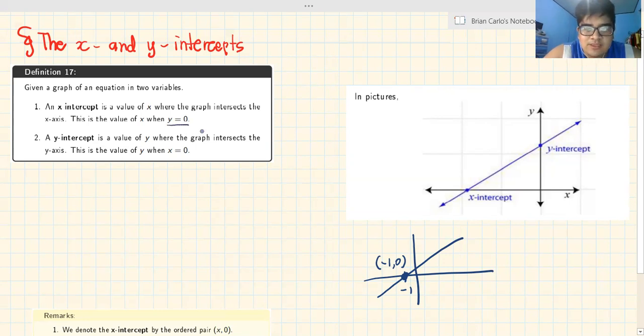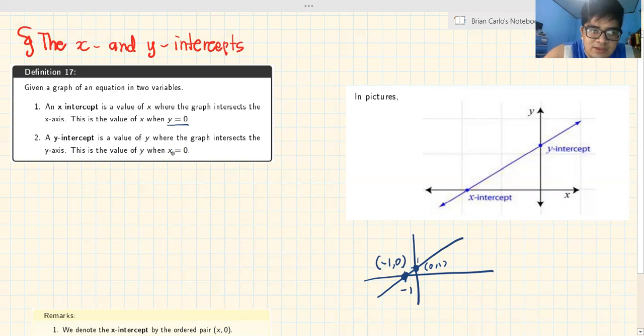Correct? Similarly, a y-intercept is the value of y where the graph intersects the y-axis. Diba? Halimbawa, ito yung point na yan. Let's say arbitrarily this is 0, 1. Kasi diba, 1 yan. 1 to. Tama? Ngayon, makukuha mo yung y-intercept if yung x mo equal sa 0 kasi nga hindi ka nagtatouch dito sa horizontal line, dito sa x-axis.